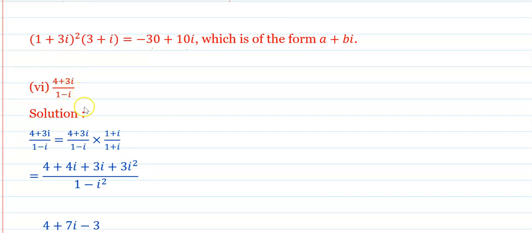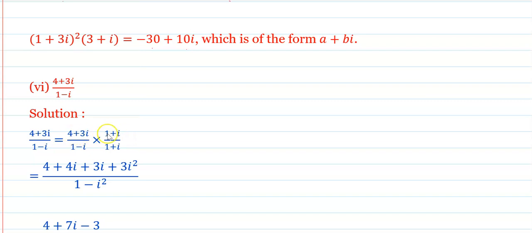Now to evaluate this, we will multiply by the conjugate of the denominator. What is the denominator? It is 1 minus i. What will its conjugate be? It is 1 plus i. Therefore, multiply the numerator and denominator of this expression by 1 plus i: (4 plus 3i) into (1 plus i).